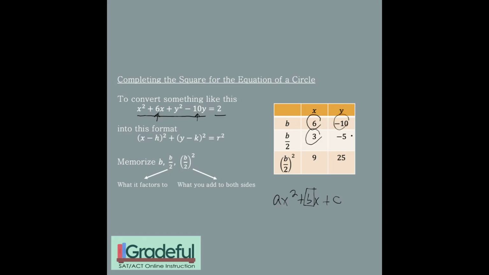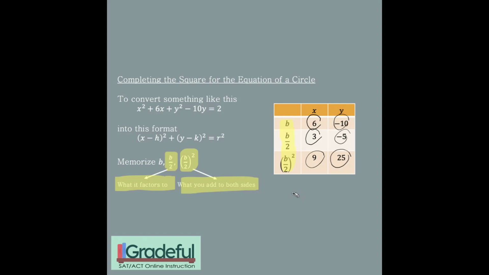We're going to divide them both by 2 and then square both of those numbers. And you need to have that memorized. You need to have b over 2 squared memorized, and you need to know that b over 2 squared is what you add to both sides, and b over 2 is what it factors to. So we're going to add 9 and 25 to both sides. So let's do plus 9 plus 25.